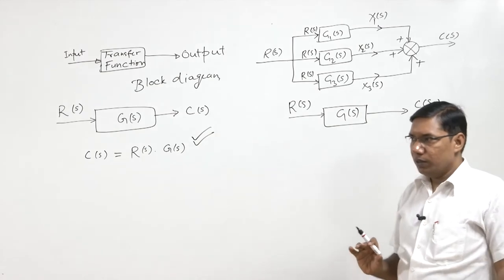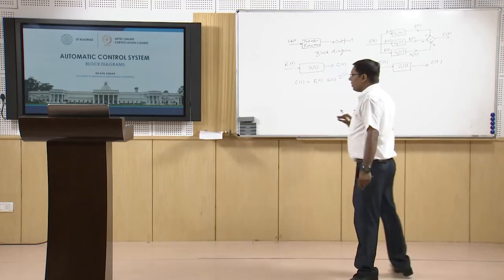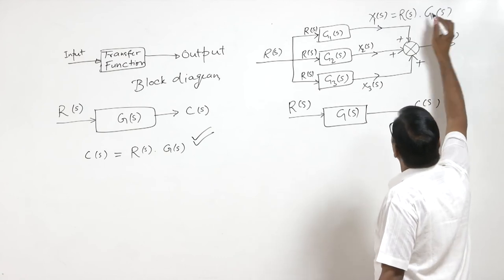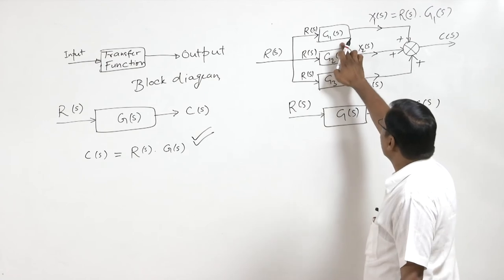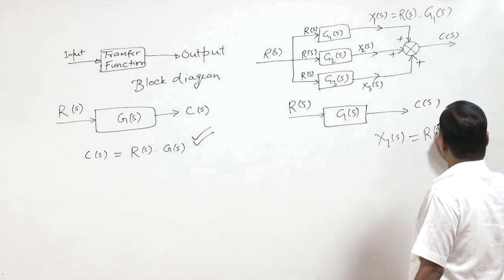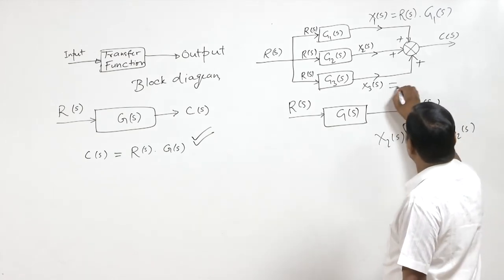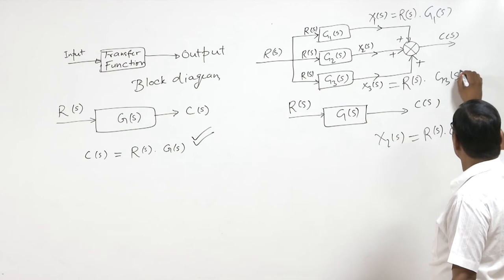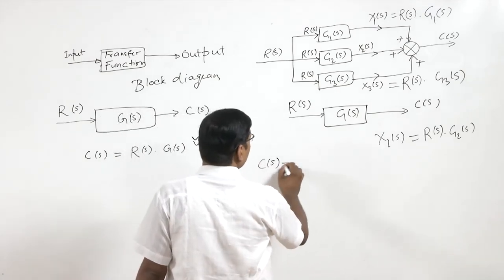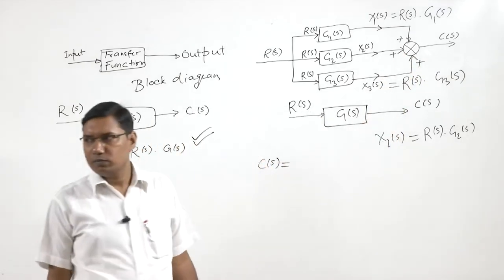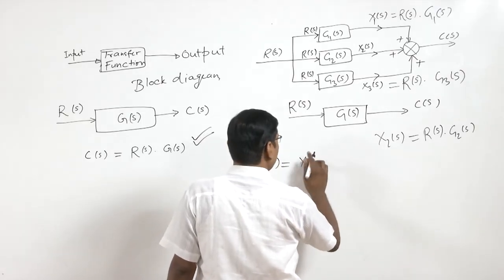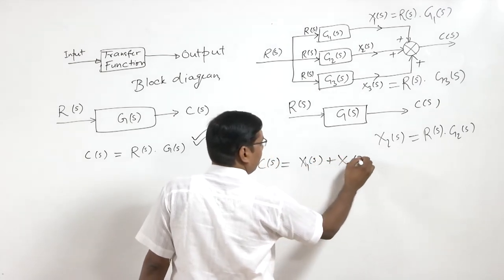Now we know that X1S equals RS into G1S, because output is equal to input into the transfer function. Here X2S equals RS into G2S, and X3S equals RS into G3S. Now here CS, all are plus, so it is a summing junction, so CS equals the summation of the three outputs. So we have X1S plus X2S plus X3S.